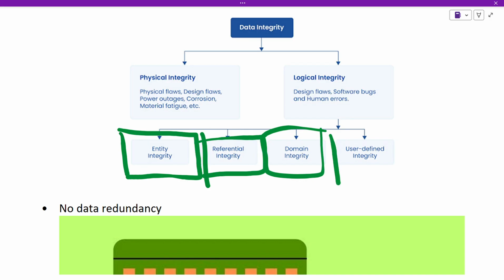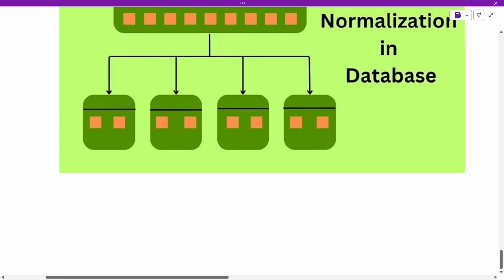And the last one is the user defined integrity. It is not known to the system what your business is all about. In such cases we want to define some set of rules which are very close to our business, which are not defined in the database itself. For such cases, we use user-defined integrity checks. We will see how to enforce them syntactically.